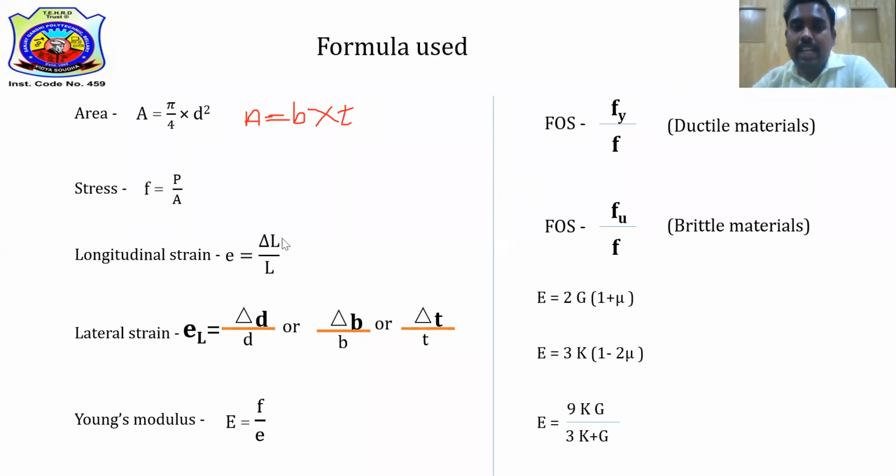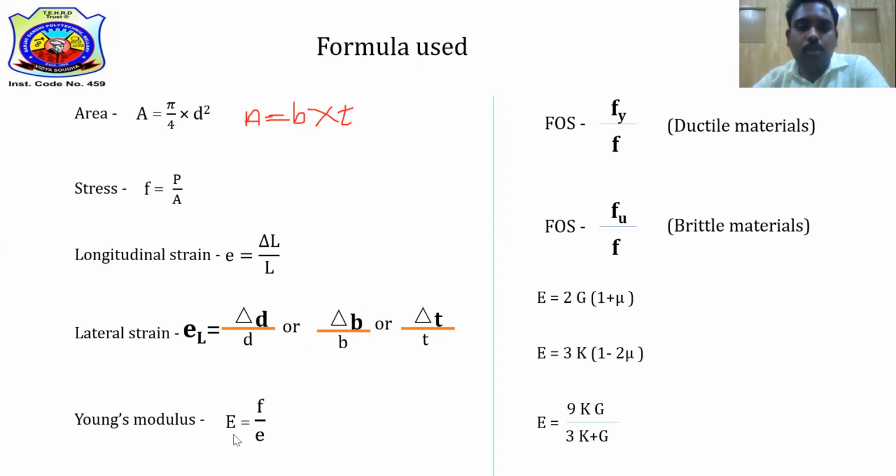Longitudinal strain e equals delta L by L. As I clearly mentioned, while taking longitudinal strain, the length should be the reference. If I take length as the reference, then it is a longitudinal strain. For lateral strain, I should take something other than length as the reference. If it is a diameter, then diameter should be taken as the reference. If it is thickness or breadth, that is taken as the reference. For lateral strain, eL equals delta D by D or delta B by B or delta T by T. This is a very important formula for lateral strain.